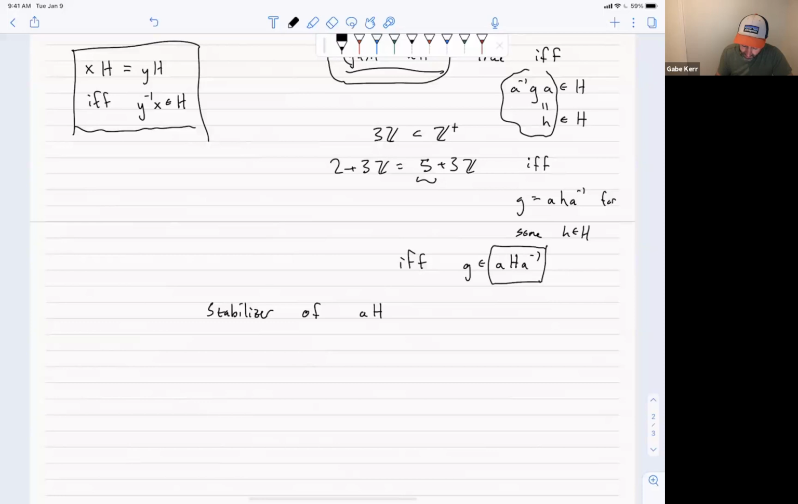So this is what I was trying to say before, that this is different in general than H itself. If H is normal, then this is just H. That's the definition of normal subgroup. If H is not normal, then this is, generally speaking, not equal to H. So you get different subgroups, but the set of left cosets are still isomorphic.